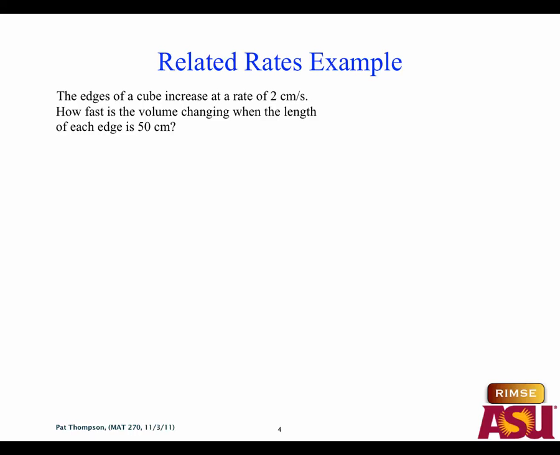So it mentions two rates, right? What are the two rates that it mentions? What's the first rate that it mentions? How the edges of the cube are changing. And what's the other rate of change that it mentions? How fast the volume is changing. Okay, so we have these two different rates. In order to get an equation that relates those two rates, how the edge side is changing and how the volume is changing, we're going to need what first?